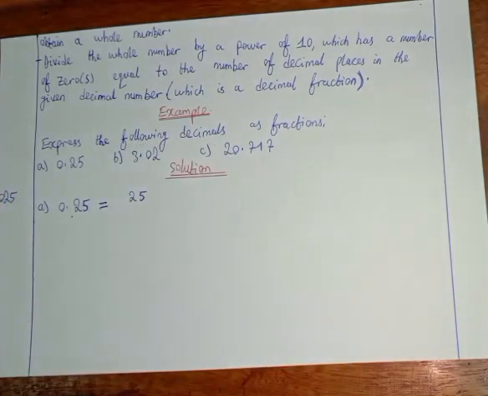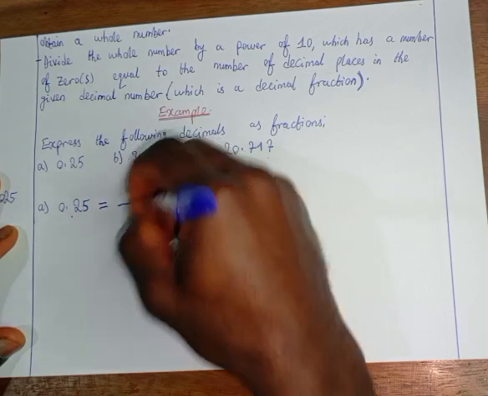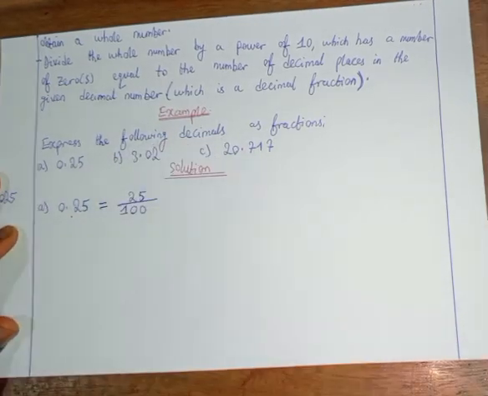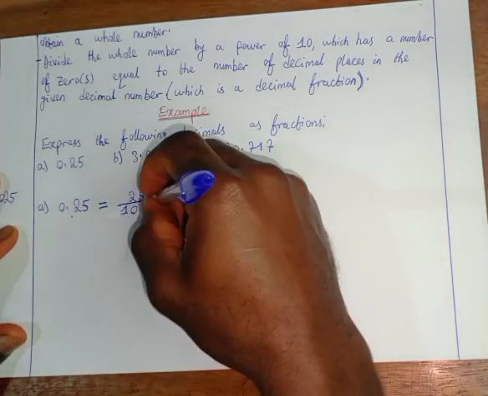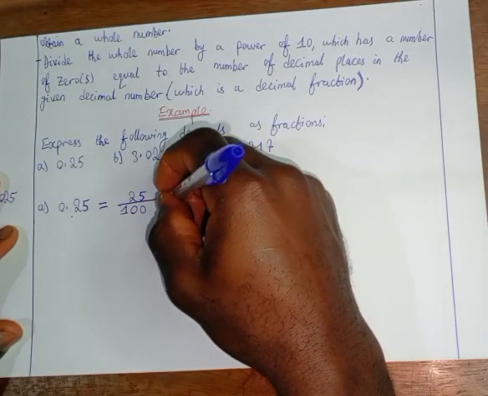The next says divide the whole number, this 25, by a power of 10, which has a number of zeros equal to the number of decimal places in the given decimal number. We are going to divide by a power of 10 which has 2 zeros. That means 1 with 2 zeros, 100. So this will give us 25 over 100, which we can simplify.